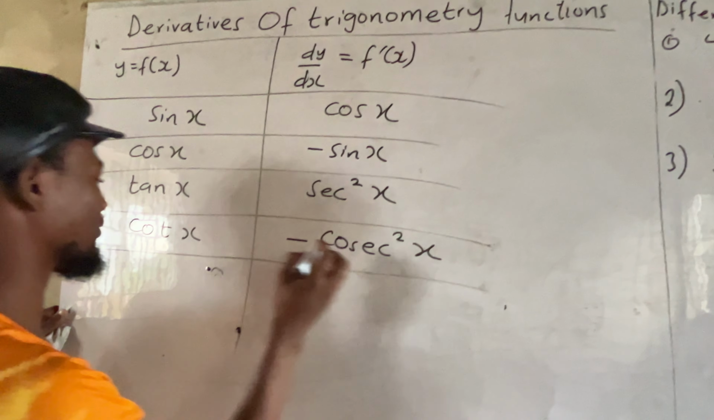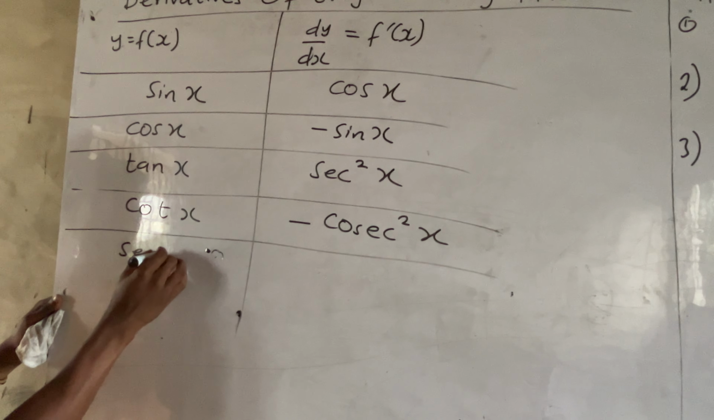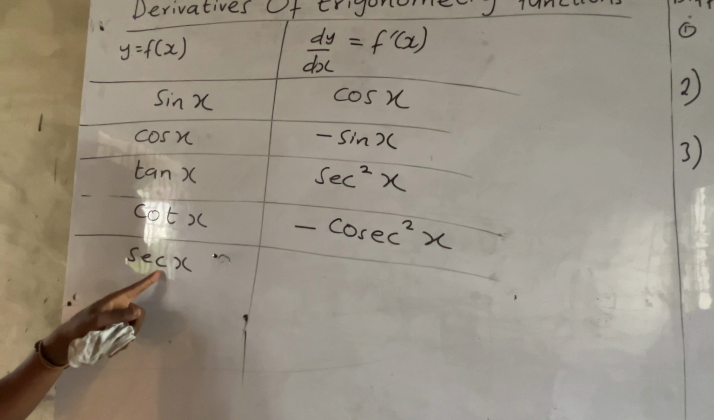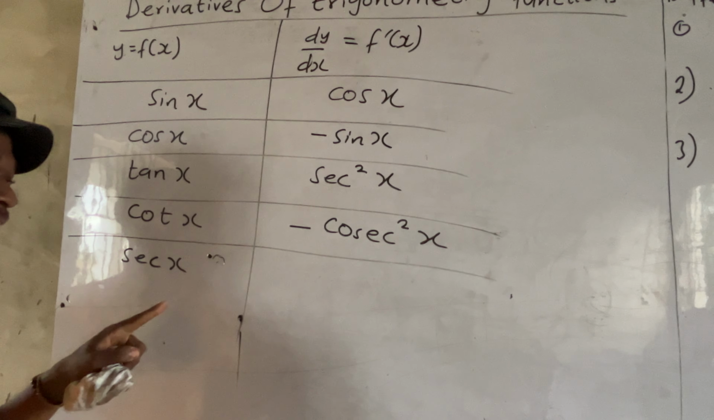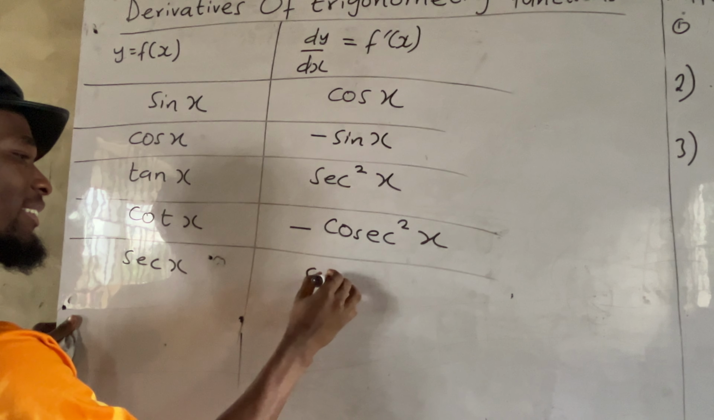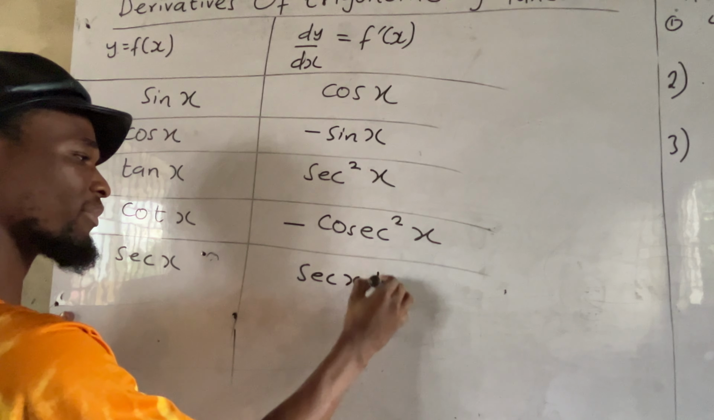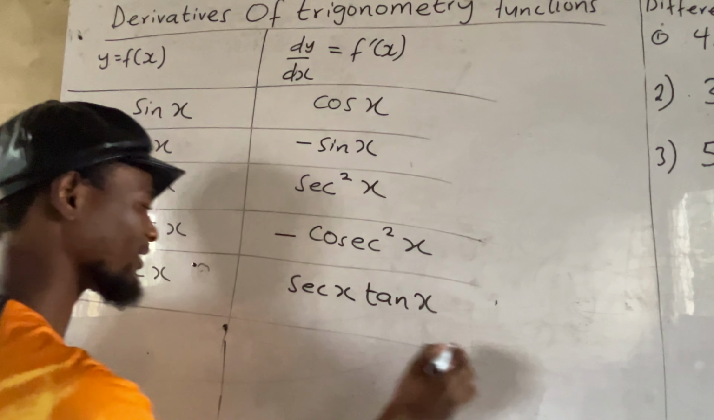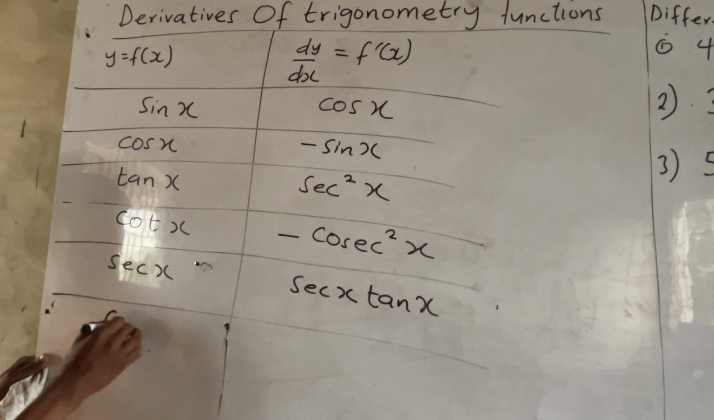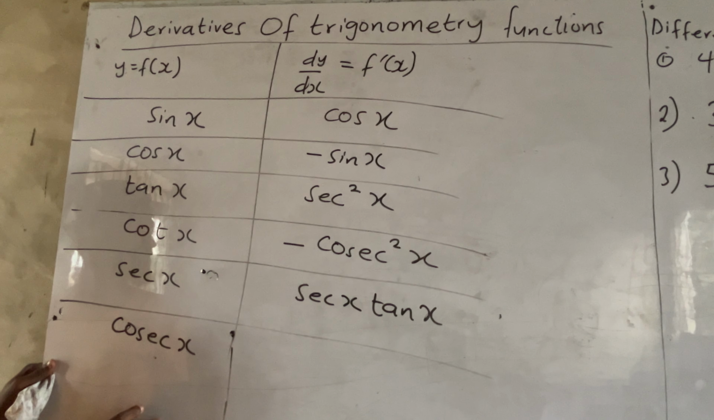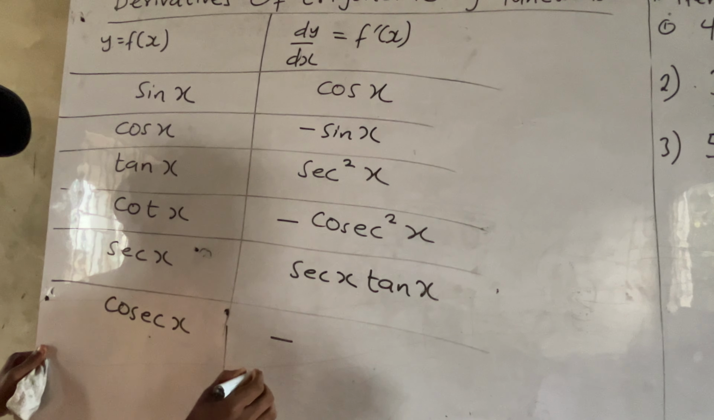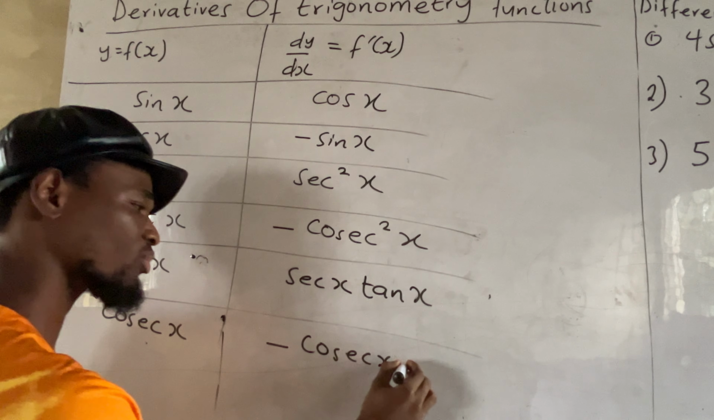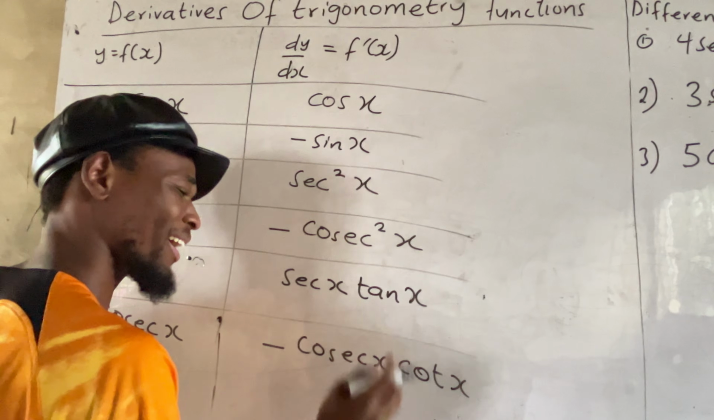And when you find the derivative of sec x, or secant x, you have sec x tan x. And lastly, when you have cosec x, you have negative cosec x cot x.